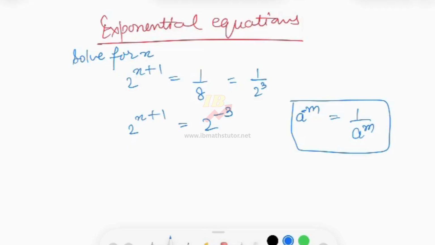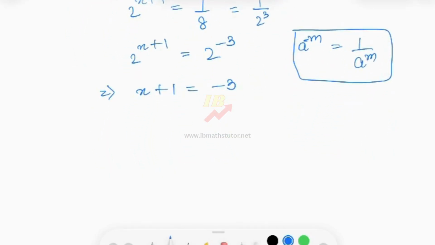Now I can see the bases are the same, so I'm using an implies sign and writing x plus 1 is directly equal to negative 3, because the bases cancel out, which we are not going to show, and the implies sign means that the powers are also equal. So x is basically negative 3 minus 1, so x is negative 4. That's how it should be.